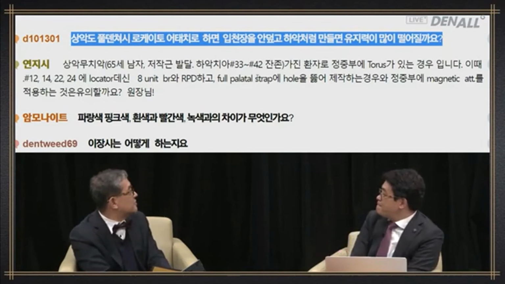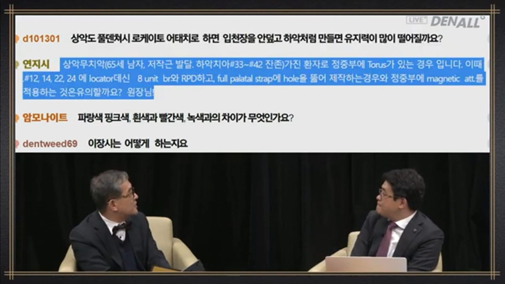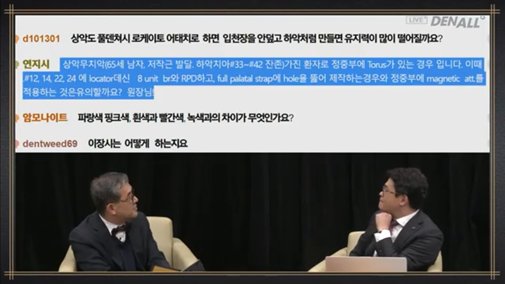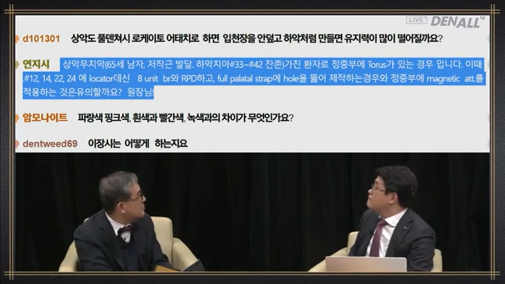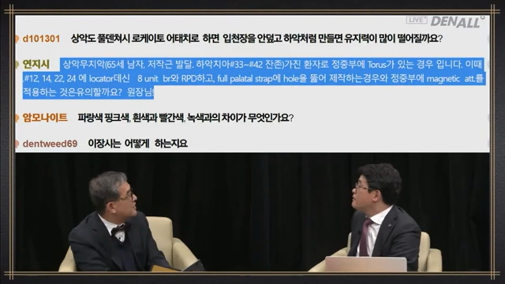Understood. ID Yonjishi. Upper edentulous patient. The patient is male with developed masticatory muscle, and the patient has in the lower up to number 33 to 42, and in the middle there's torus. At this time, instead of locator on 12, 14, 22, and 24, what if I do 8-unit bridge and RPD and full palatal strap with a hole, or should I just make magnetic attachment in the center? I would like to hear your opinion.